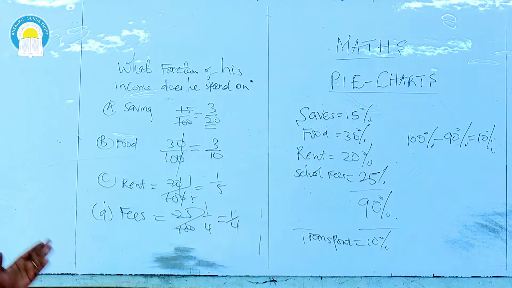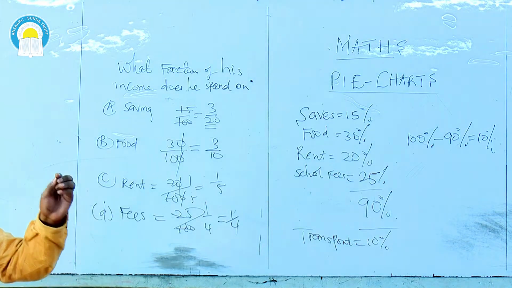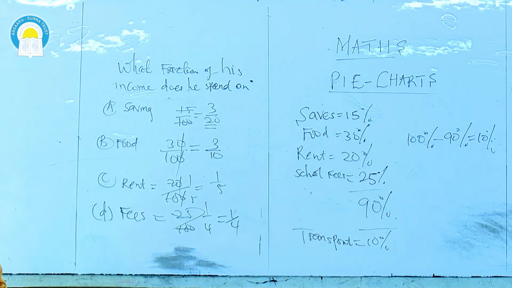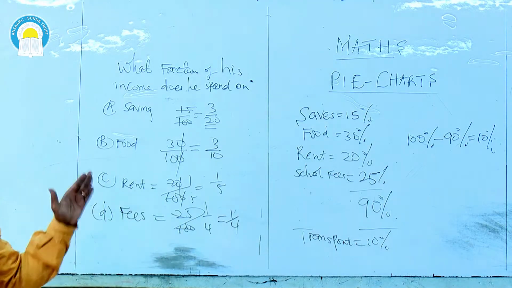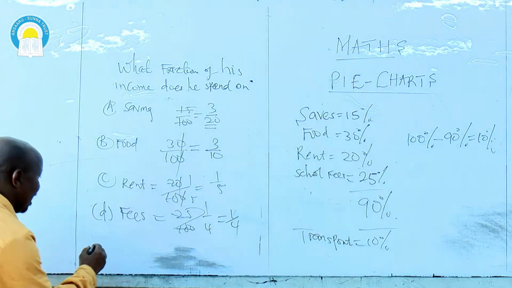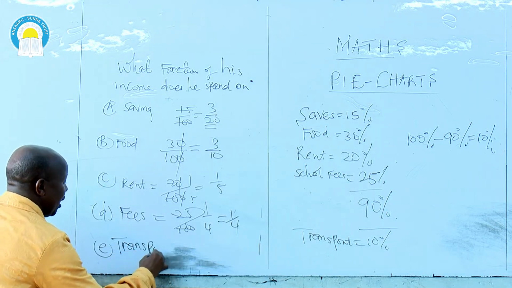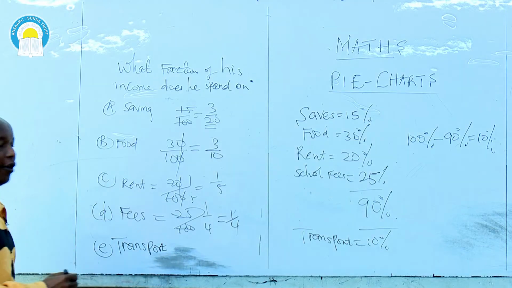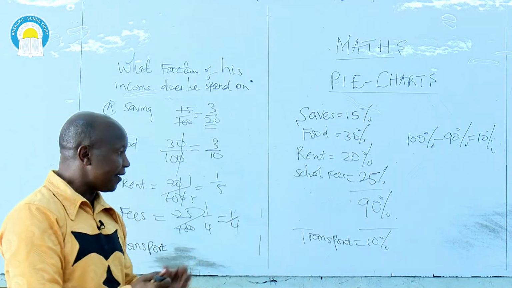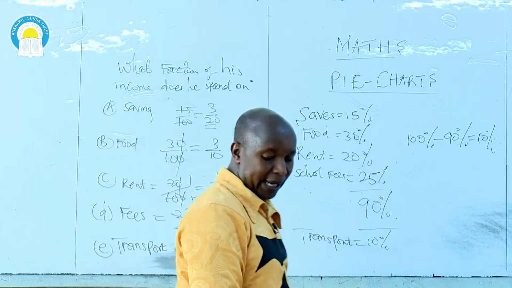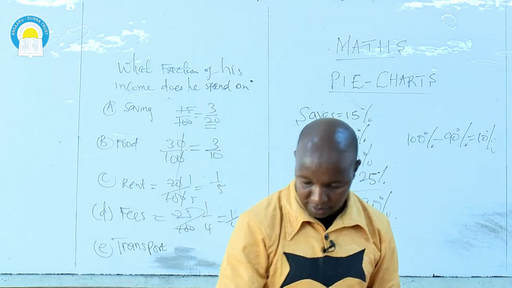What fraction does he spend on transport? Now that is part of your assignment. I've given you the fraction for saving, food, rent, and school fees. So now we have the fraction for transport. That is your assignment at your own time. You find the fraction of the salary which is spent on transport.